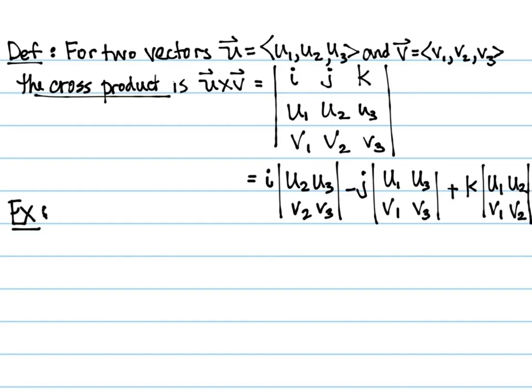And we'll do an example. We're going to find 3 different cross products. We're going to find U cross V. We're going to find V cross U. And we're going to find V cross V.